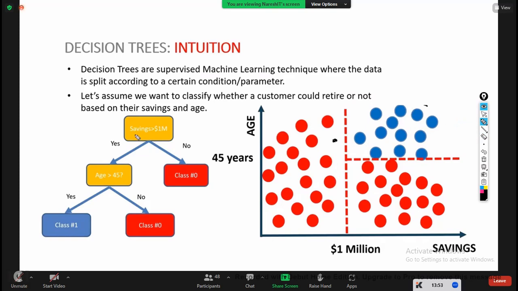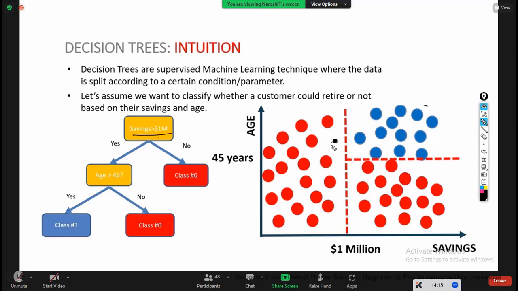First, we are going to check the savings amount. Is the savings amount greater than 1 million or less than 1 million? Here, it is less than 1 million. Less than 1 million means it directly belongs to class 0. That is the red color.